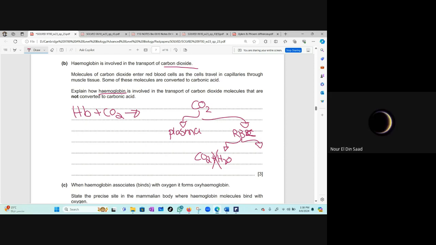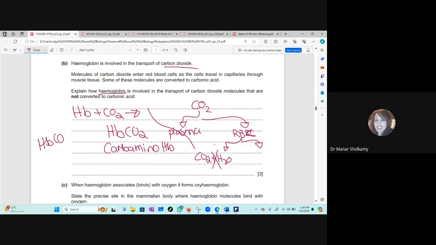Carboxyhemoglobin. Carbaminohemoglobin. Yes, hemoglobin with CO2 is carbaminohemoglobin. Now, when does carboxyhemoglobin form? Carboxyhemoglobin is when the hemoglobin binds with carbon monoxide to form carboxyhemoglobin.